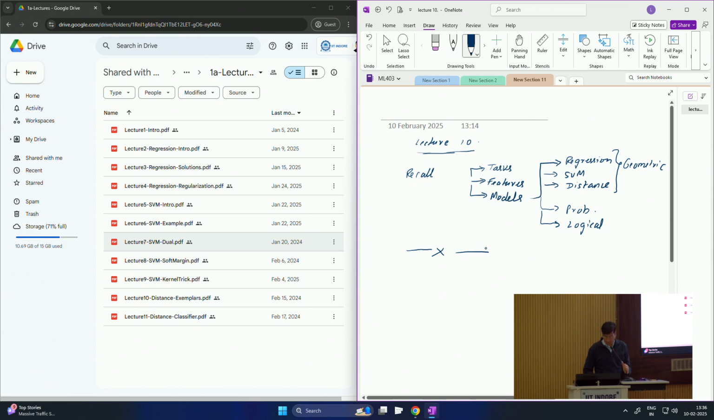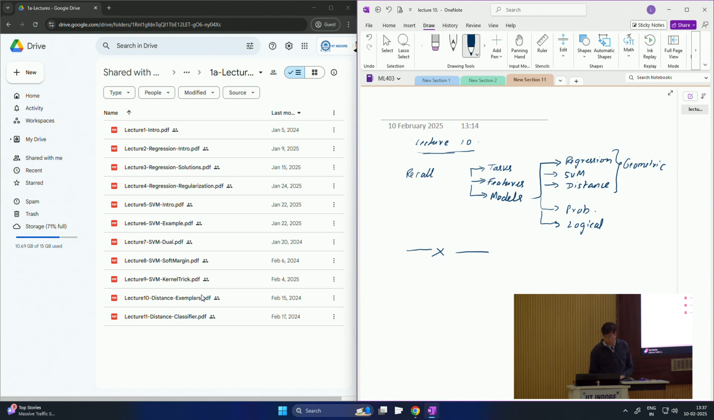Okay, good afternoon. So we're starting lecture 10. What we have done until now, you can see the list: introduction, 3 lectures on regression, and then 5 lectures on SVM, and then we'll have 4 lectures on distance-based models. What are distance-based models? We'll do classification and clustering there.